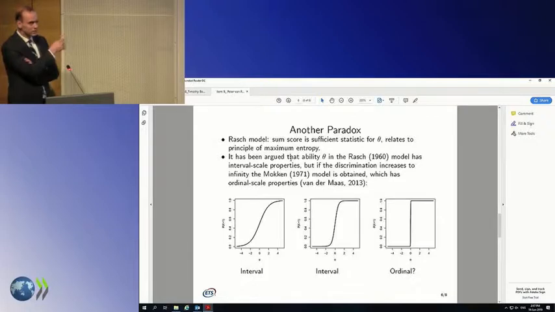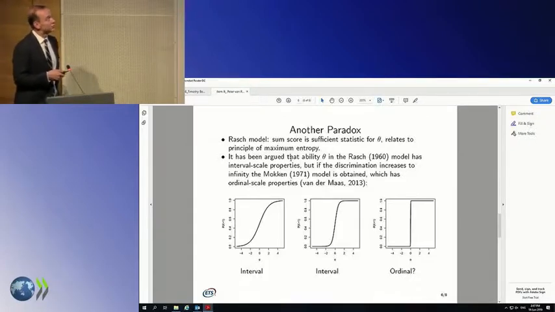This was mentioned by Han van der Maas a few years ago, but I could not find a write-up of it. I just remember a presentation by him. But I think this is a puzzling situation in psychometrics, and it is complicated in terms of answering the question: what scale are we measuring?